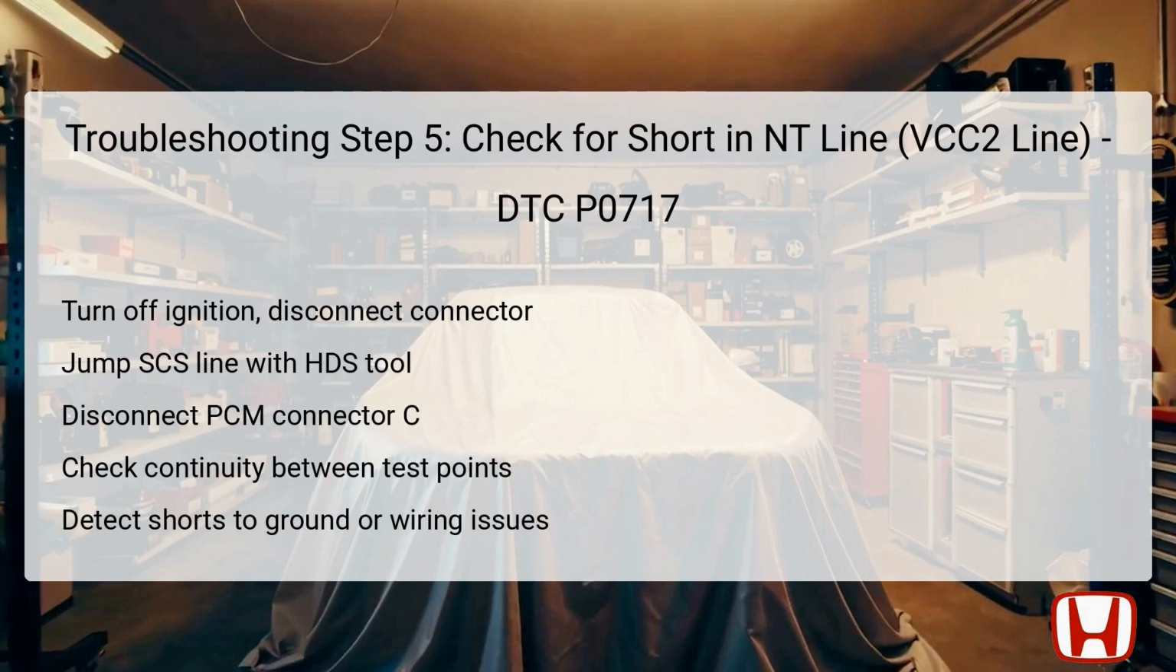If continuity exists between the sensor line and ground, the wire is shorted and requires repair. Identifying and repairing shorted wires prevent false signals or sensor failures. This step is vital to rule out wiring issues that could cause the no-signal error code.